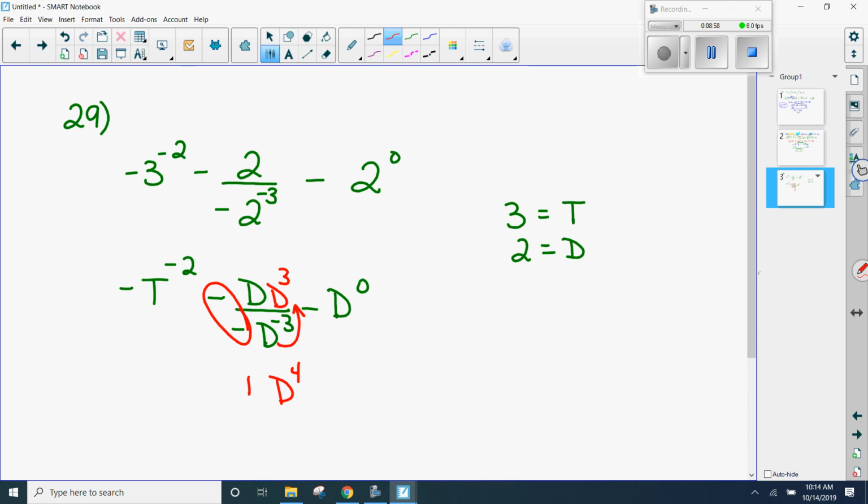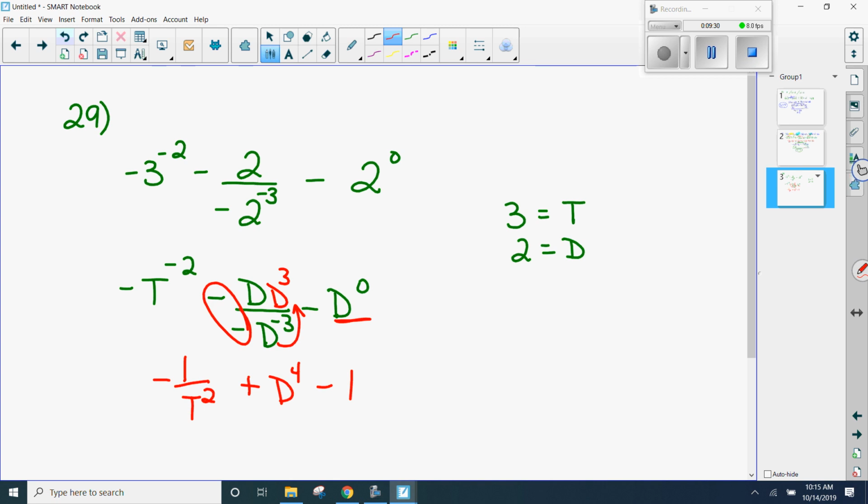What happens right here? Turns into a positive. What's anything to the 0 power? 1. And how can I make that a positive exponent? Is this term going to be positive or negative? Negative. That negative doesn't look like this. That would make it positive. It is not that. It's just the opposite. So I could show this as 1 over t to the 2nd. Would you agree with that?